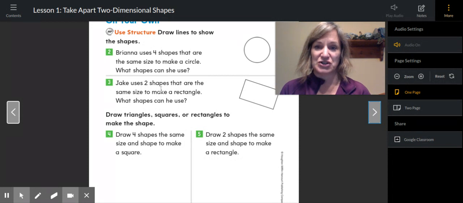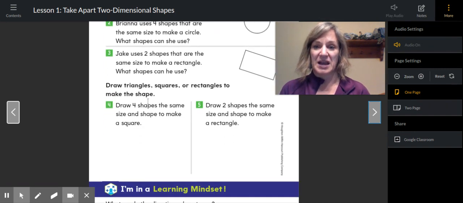Jake uses 2 shapes that are the same size to make a rectangle. What shapes can he use? All right, so you've got some choices over here, just like on the page we just did. You could make this into 2 triangles, 2 squares. You think about it. 2 equal pieces. At the bottom, draw triangles, squares, or rectangles to make the shape. Okay, so you can use your shapes that I gave you to help you.